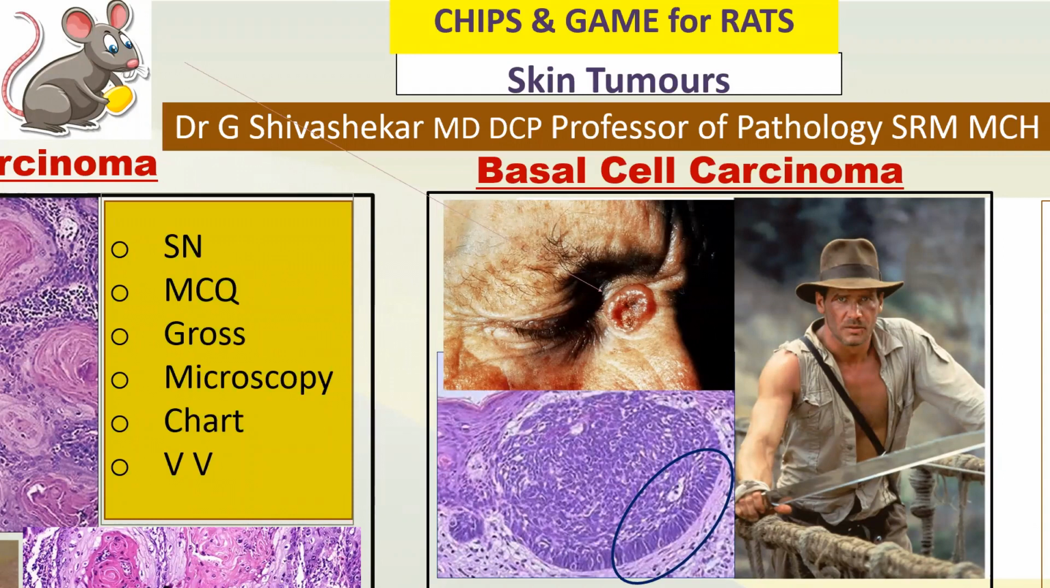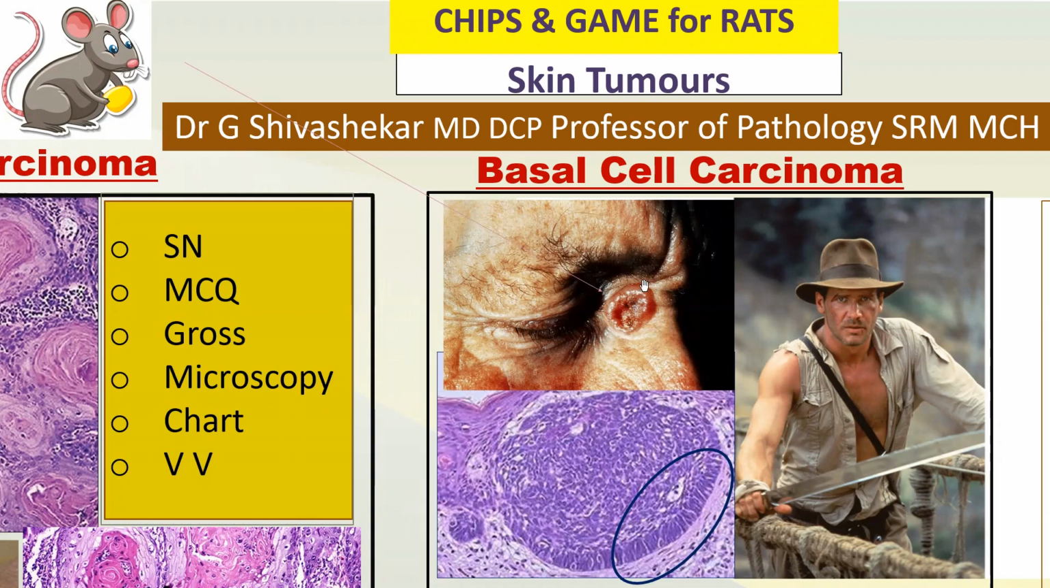That is why it is called a rodent ulcer. And it occurs from the basal cells of the epithelium. Hence, it is called a basal cell carcinoma. Why am I showing this handsome man over here? There is a hat that he is wearing, and the hat is supposed to be providing a shade up to this region. Therefore, normally in the forehead, I will not be seeing it.